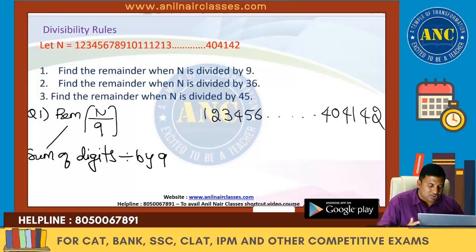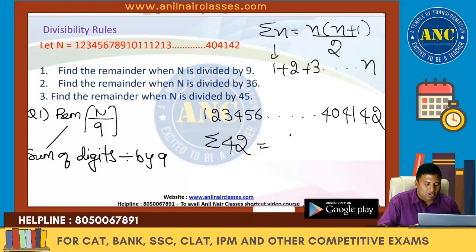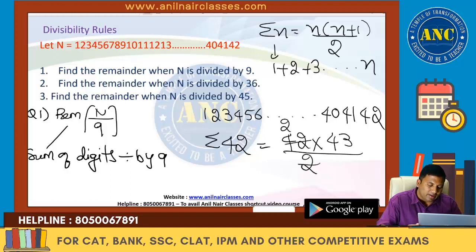Sum of all first 42 natural numbers is summation 42. Summation n is given by n into n plus 1 by 2. What is summation n? It is nothing but the sum of all natural numbers starting from 1 to n. So it is 42 into 43 by 2, which is 21 into 43.